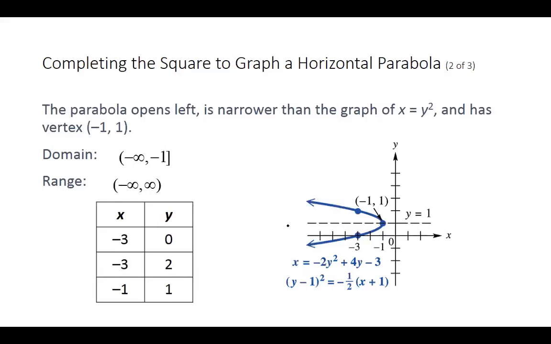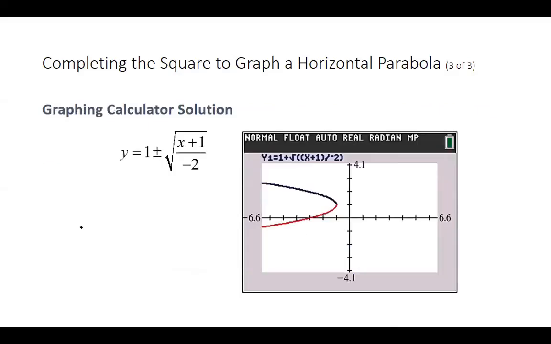The domain would be from -infinity to this point here, -1. And the range would be all real numbers, from -infinity to positive infinity. You can use our graphing calculator to graph this. If I solve for y, I get 1 plus and minus the square root of (x plus 1) over -2. As you can see, the graph is done using the graphing calculator, with half of the parabola at the top and the other half in red at the bottom.